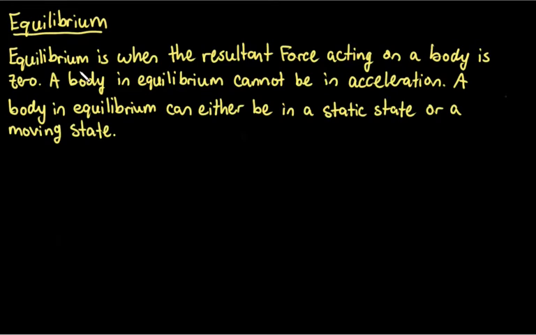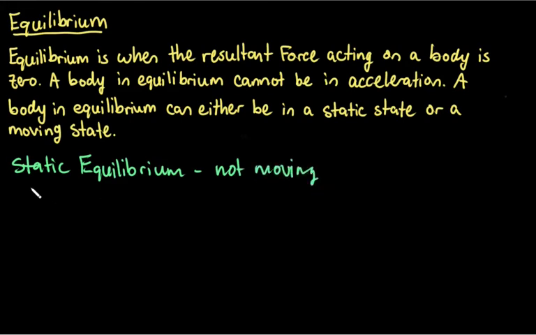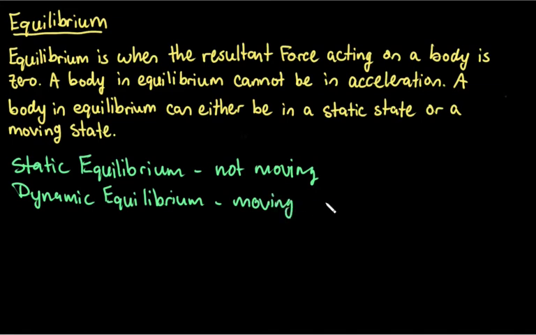So we actually have two categories for equilibrium. We have static equilibrium, which is when we have an object that is not moving. And then we have dynamic equilibrium, and this is when something is moving at a constant velocity. So when we look at the generic formula for this, we're basically saying that when we add up all the forces, F1 plus F2 plus F3 plus so on and so on, it all adds up to 0.